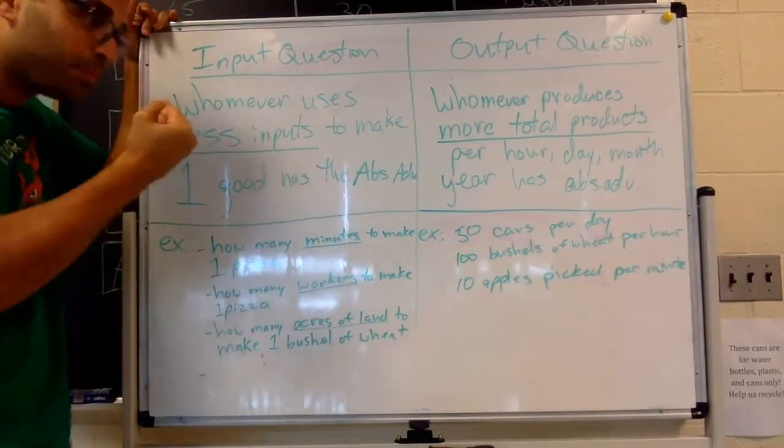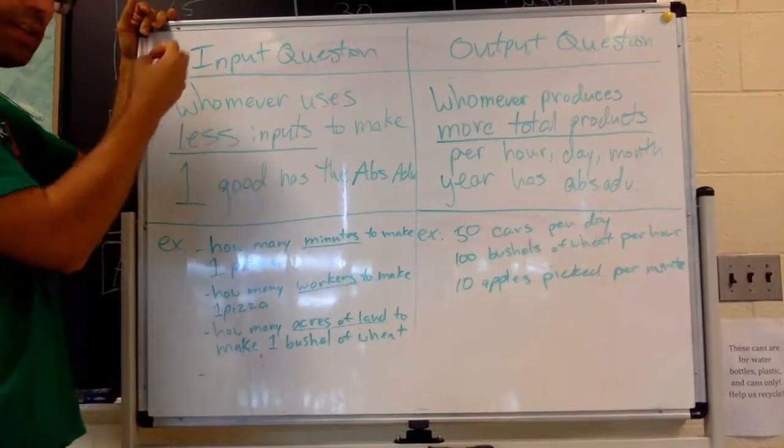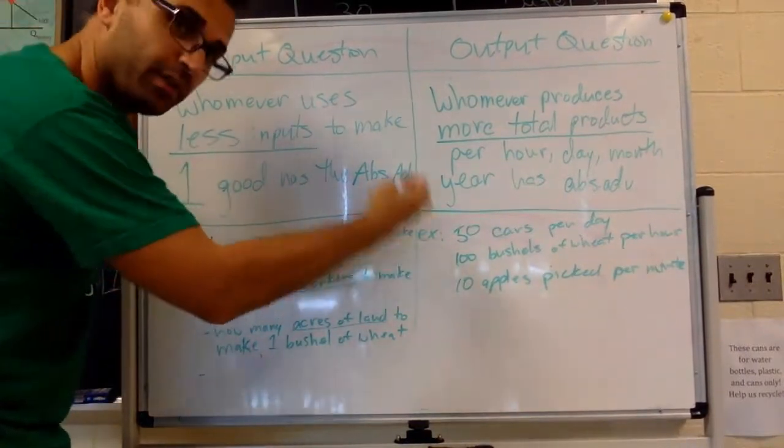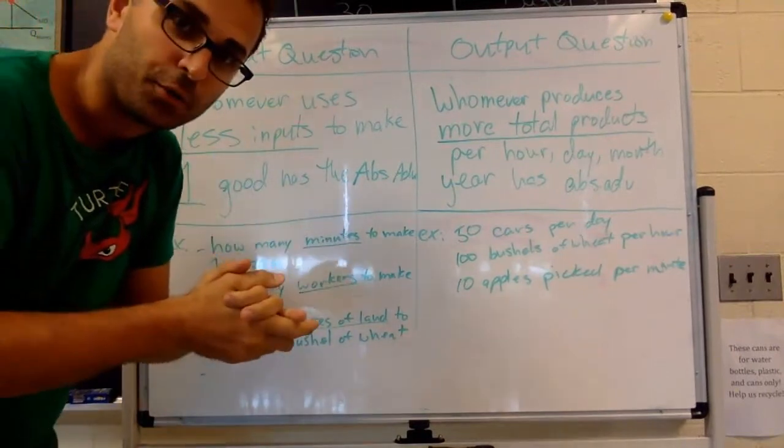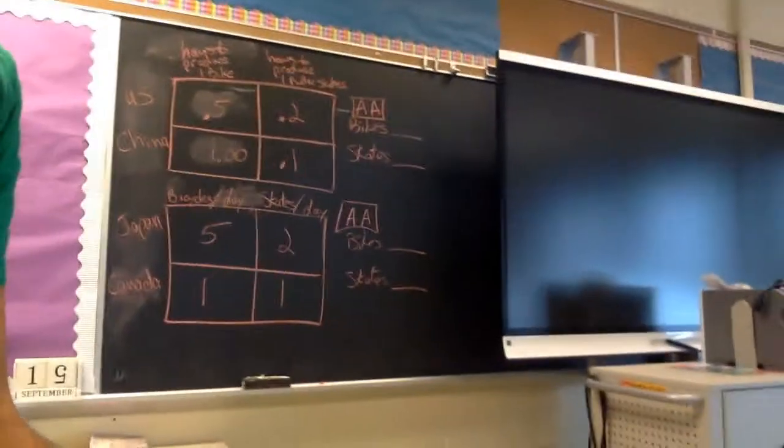Generally with inputs, you're looking for the smaller number. With outputs, you're looking for the larger number to find what? The absolute advantage. All right, let's see if you can figure these two out. These two questions.